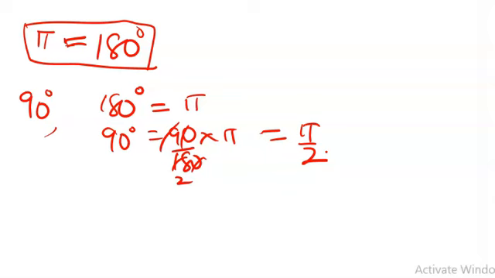So it's a simple proportion. 1 pi is equal to 180 degrees. So if you have 90, it is 90 over 180 times that. Okay. Now how do we convert?